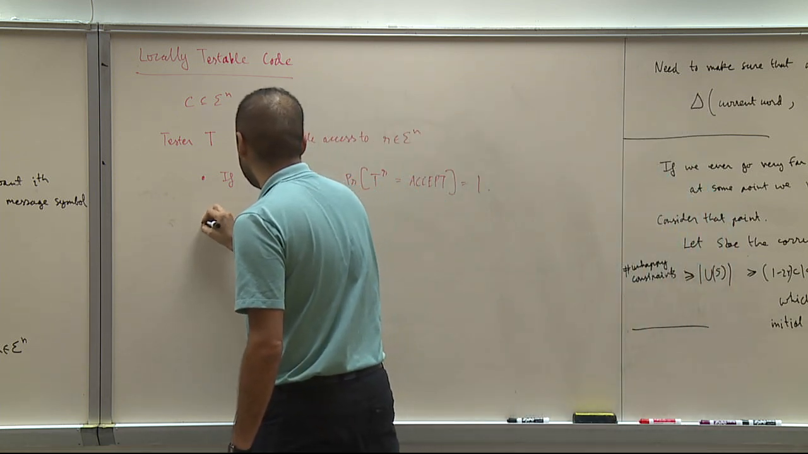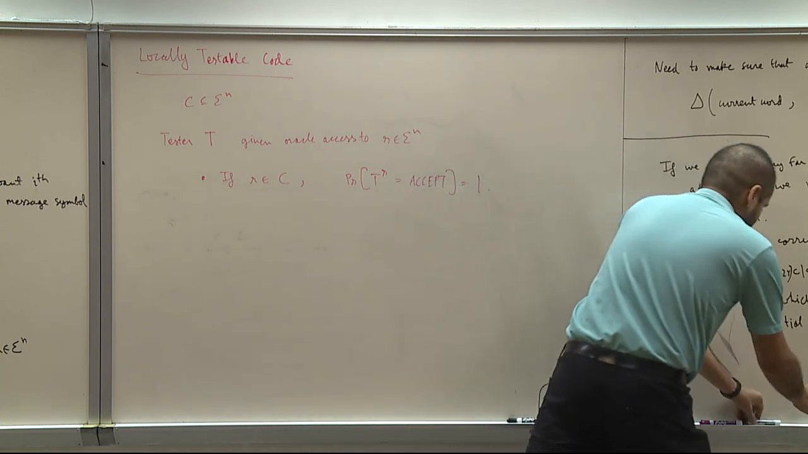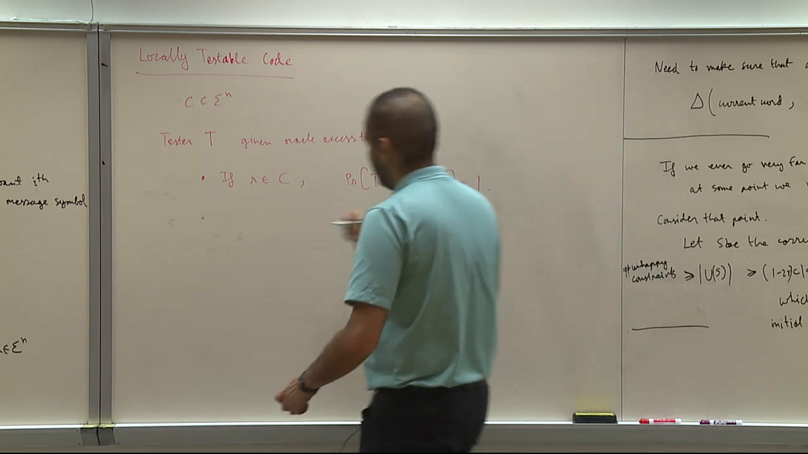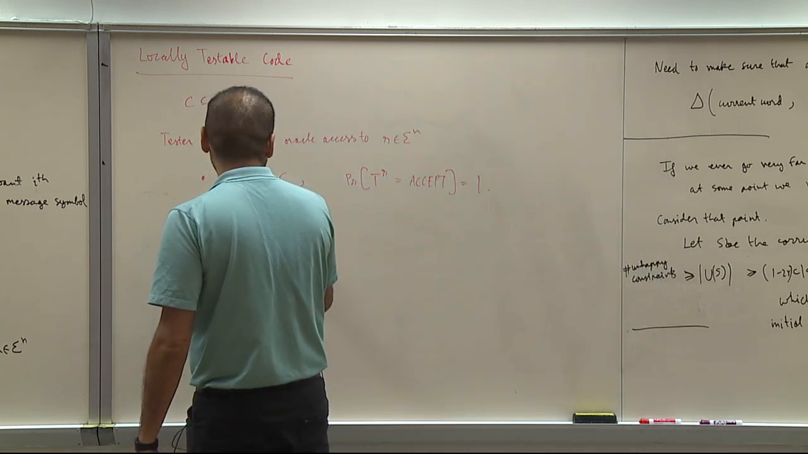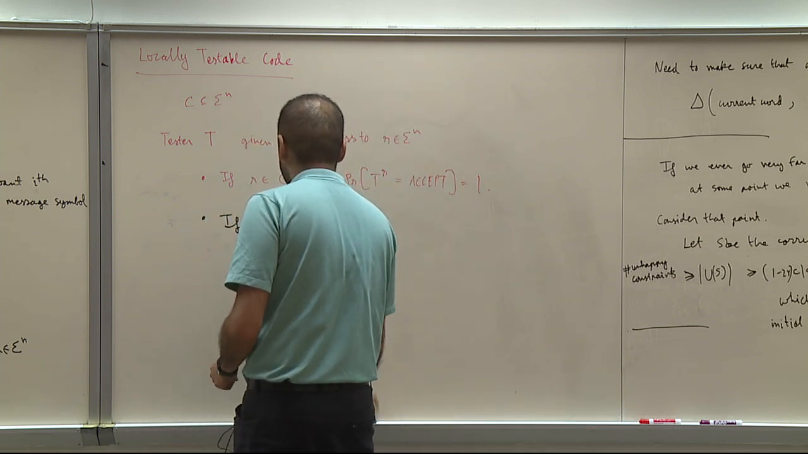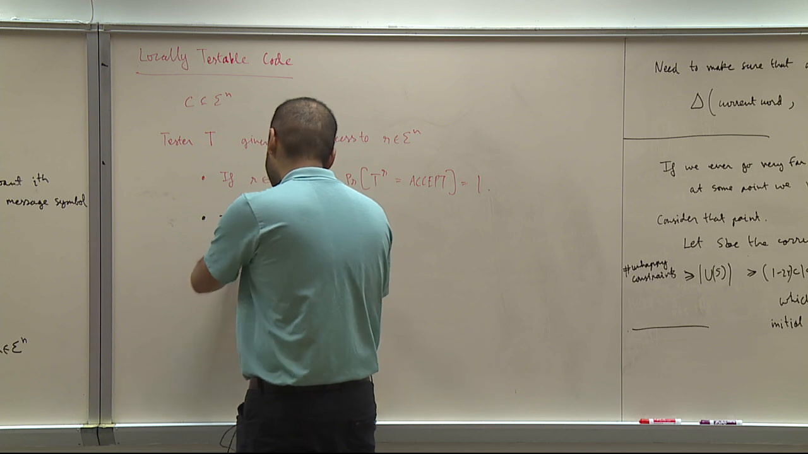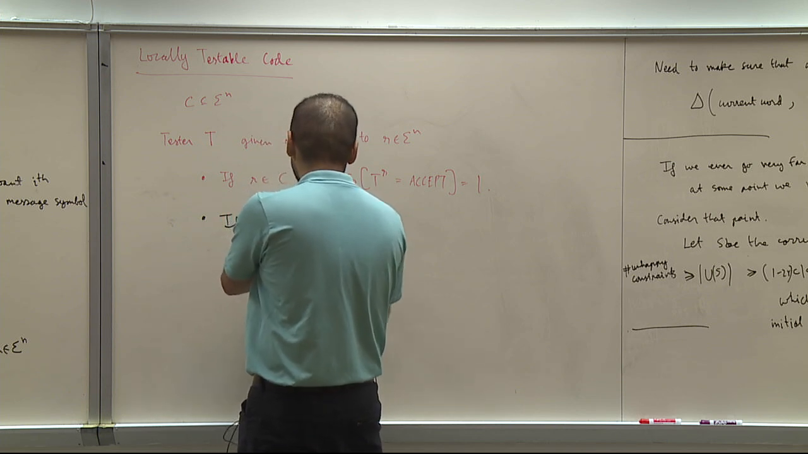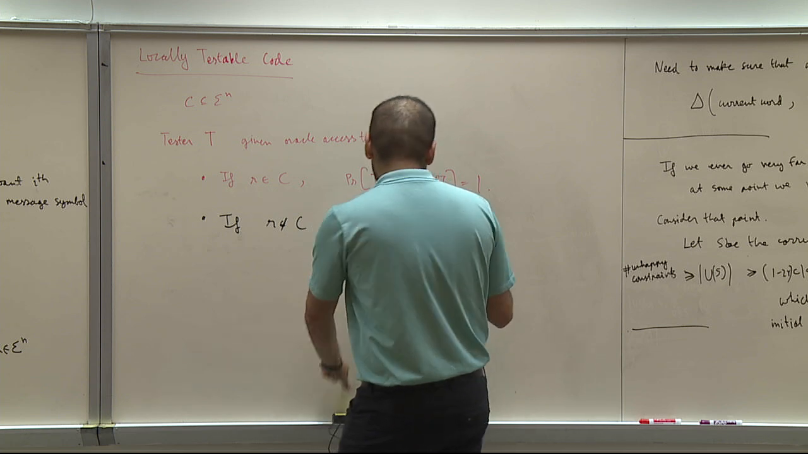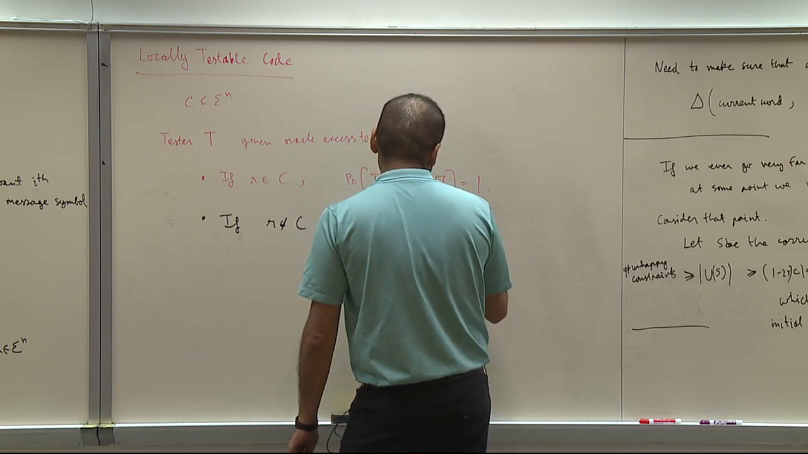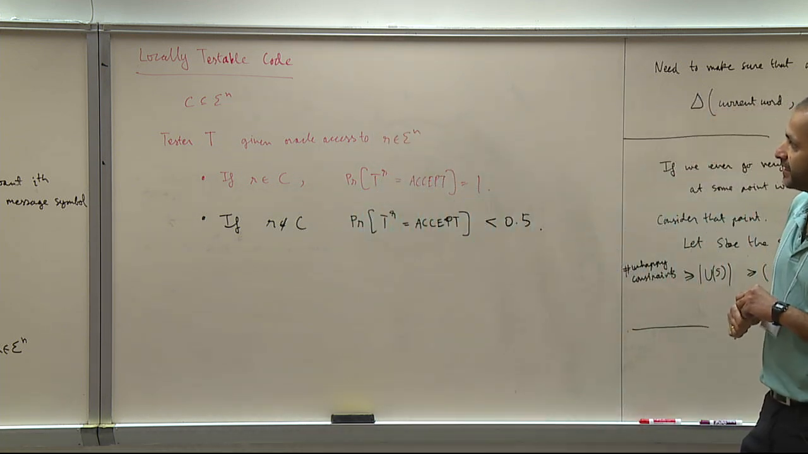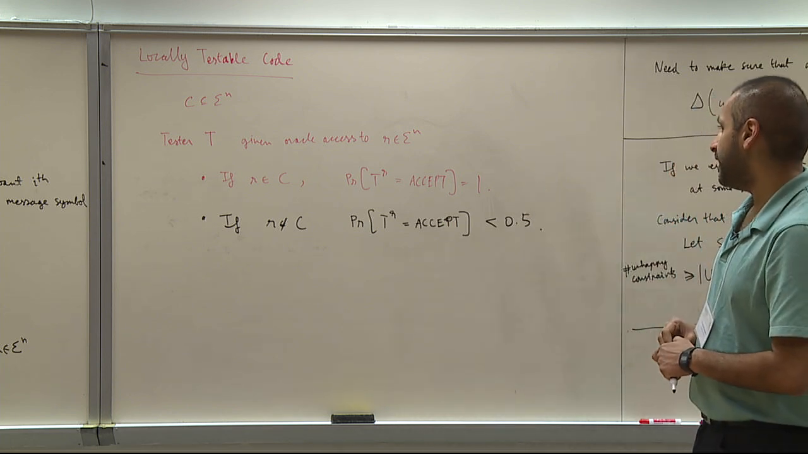It's 1. And if R is far from the code, let me first start with this, and then we'll see: the probability that T of R is accept is less than 0.5. It's a tester that does this.